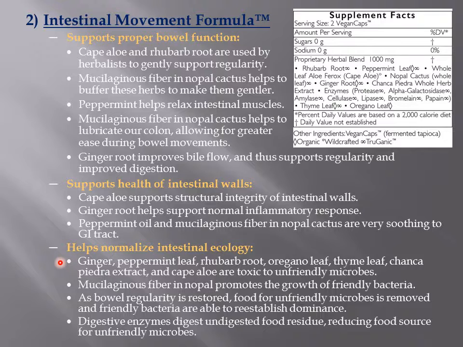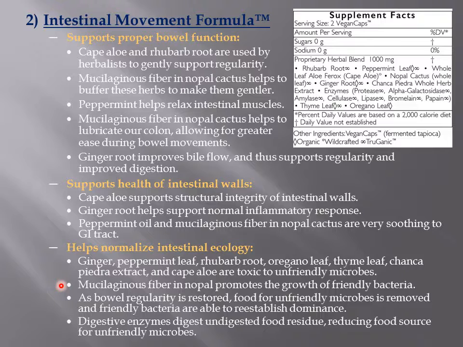This product also helps to normalize the intestinal ecology through a variety of mechanisms. Number one, the ginger, peppermint, rhubarb, oregano, thyme, chanca piedra, and Cape aloe are all toxic to unfriendly microbes to certain extents. As a result, if you've got any unfriendly microbes in high levels in your intestinal tract, this product's going to help reduce that and support you moving back into a more balanced and healthy intestinal ecology.